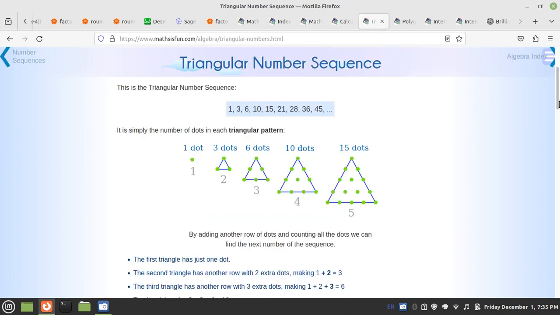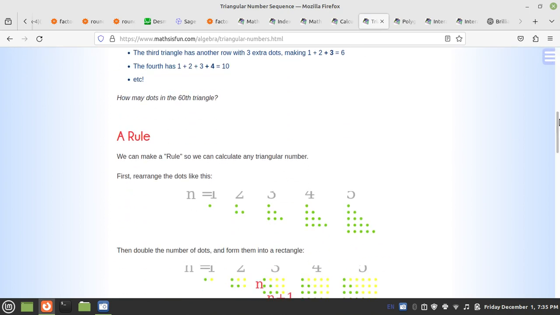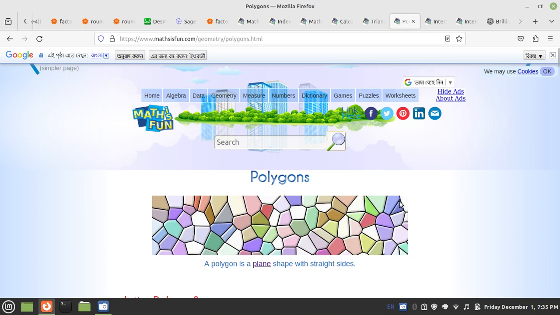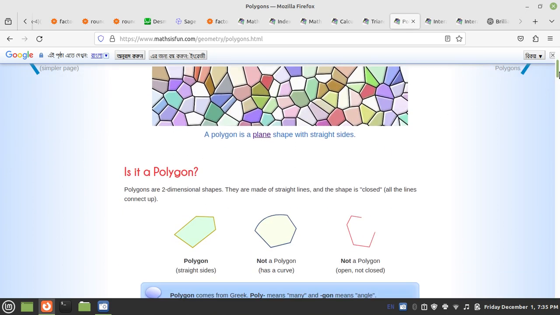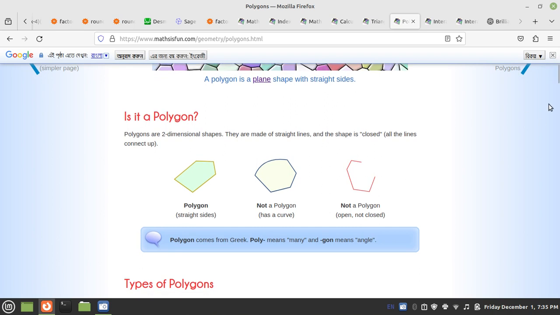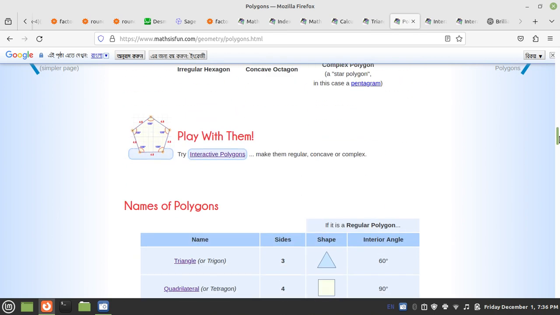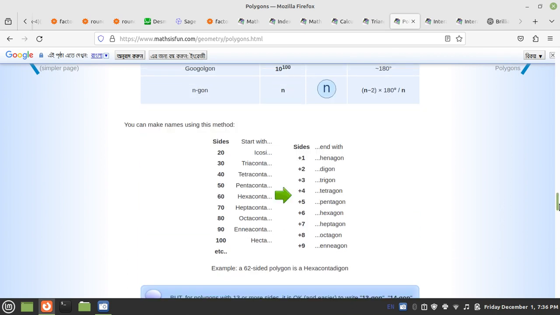So they have many different articles on this site, mathisfun.com. Triangular number sequence, for example, they are explaining this concept very nicely, mashallah. You can read this. There is a practical picture also, some logs forming triangular numbers. They have nice articles, a geometry article on polygons, starting from the basics: closed figure, open figure, etc. Different types of polygons. Very nice explanation. You can explore this.